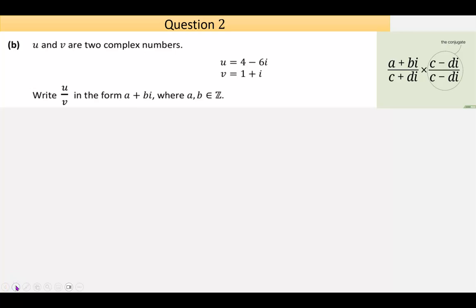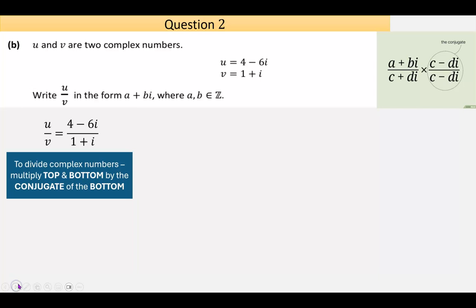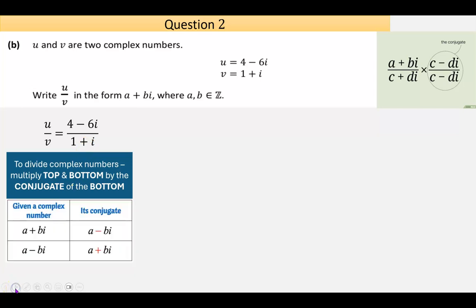Now, to divide complex numbers, we multiply top and bottom by the conjugate of the bottom. So the question then is, what's the conjugate here? If you look at this infographic I threw in, the conjugate is just the complex number with the sign changed, and not always to negative, it depends what the complex number is. So the complex conjugate of 1 plus i is 1 minus i. So I'm multiplying top by 1 minus i, and bottom by 1 minus i.